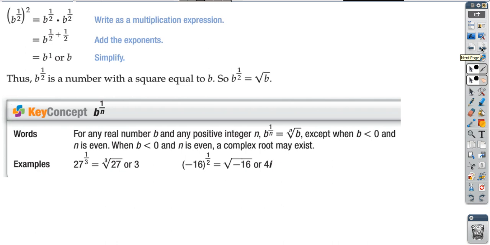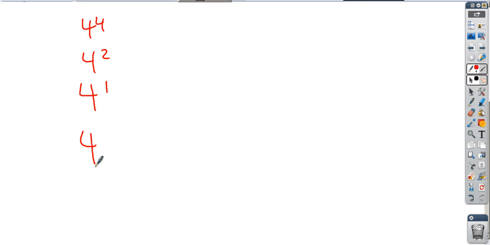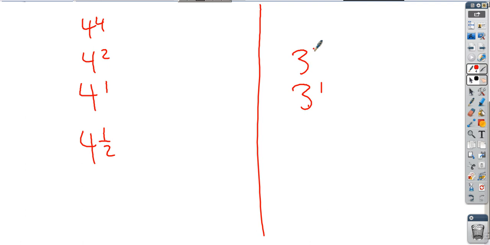Okay, so here's what it means, and actually I'll explain this a little bit differently. Let's do a couple of these here. Let's do the following numbers: 4 to the first, 4 to the second, 4 to the fourth, and then we'll do 4 to the 1/2. And over here we'll do something similar. Actually, let's make that a smaller number. Let's do 3 to the first, 3 to the second, 3 to the fourth, and then 3 to the 1/2 right here. We'll see what each of these means.